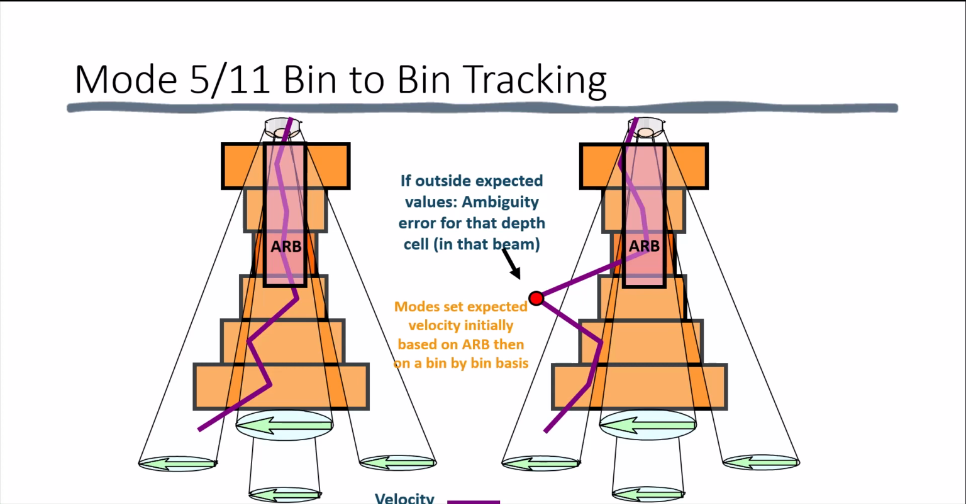If a true velocity for a depth cell is outside of the expected range, it can cause an ambiguity error in that depth cell. Note that ambiguity errors in water mode 5 or 11 are generally caused by an incorrect ambiguity resolving bin estimated velocity and result in a velocity error for all of the depth cells in an entire profile.